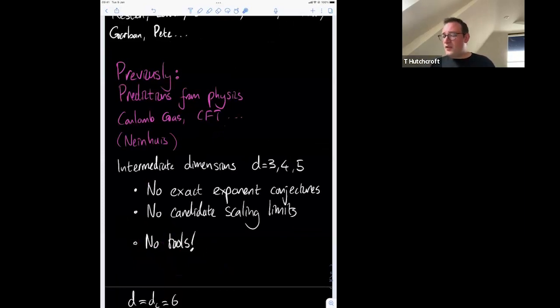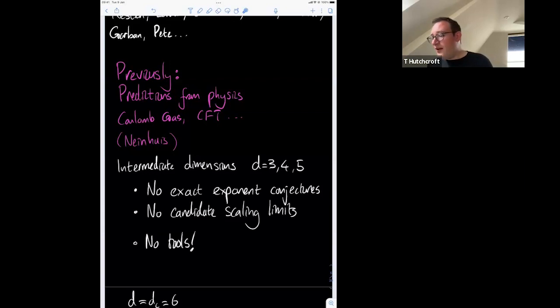Okay. So then there are these what I'll call intermediate dimensions. So dimensions 3, 4, and 5. And here it's really sort of a no man's land. So we don't have exact conjectures for what the exponents are. Probably they are transcendental numbers, just because we have no reason to believe that they're not. We have no idea how one might describe a scaling limit, and there are really just no good tools for studying the models at all.